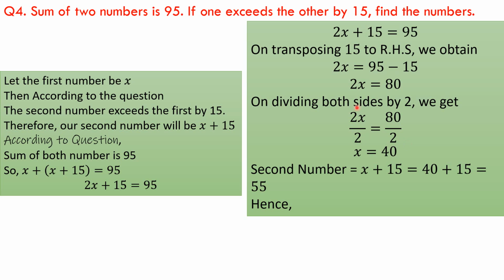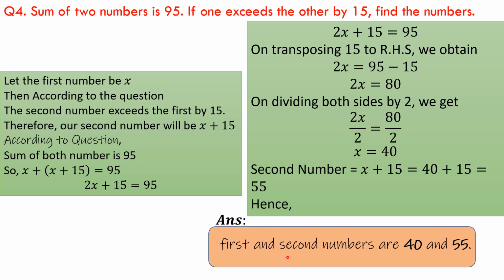यहाँ लेफ्ट हैंड साइड में 2 से 2 कैंसिल हो जाएगा and in the right hand side 80 by 2 equals 40. Hence x equals to 40. This is our first number. And the second number equals x plus 15. यहाँ पे x की वैल्यू 40 पुट करेंगे तो हमें मिलेगा 40 plus 15 equals 55. Hence, first and second numbers are 40 and 55.